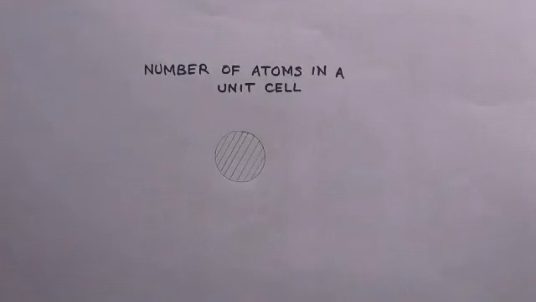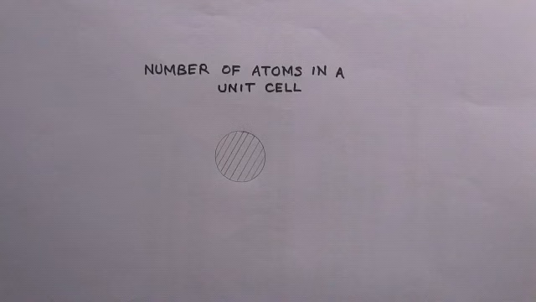Hello students, this class is about the number of atoms in a unit cell. As you know, any crystal lattice is made up of a very large number of unit cells, and every lattice point is occupied by one constituent particle, and this constituent particle could be an atom, molecule or ion.